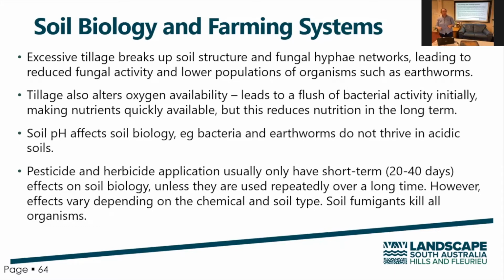Soil pH affects soil biology. The bacteria and earthworms won't thrive in acidic conditions. When you consider that a soil with a pH of 4 is about as acidic as lemon juice, you can understand why an earthworm is not going to survive in those conditions. Pesticide and herbicide applications usually only have a short-term effect unless they're used repeatedly over a long time. Effects vary depending on the chemical and the soil type, and of course a fumigant will kill all the organisms and it will take time for them to come back.